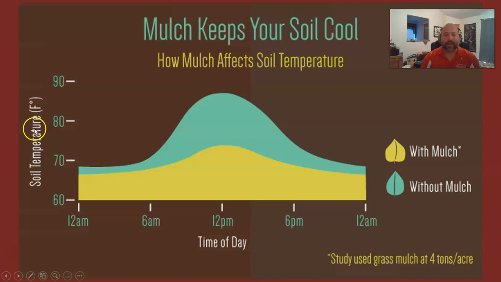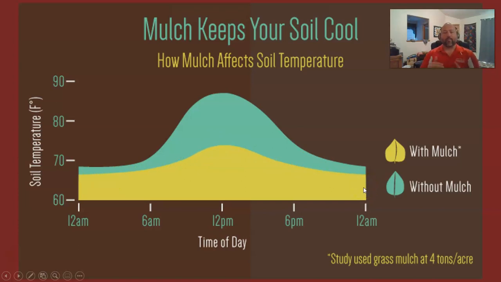If we take a look at mulch specifically, this study used a grass mulch at 4 tons per acre, and you can see the daily fluctuations. At 12 a.m. and 6 a.m., soil temperatures are under 70. Then without mulch, by noon we get up to 85, give or take, and then we come back down and get back under 70. With mulch, you get much less of a fluctuation. We're under 70, and then we barely get above 70, and then we're back below 70.